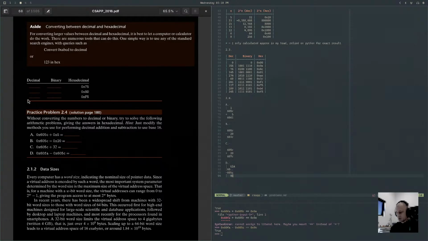Every computer has a word size indicating the normal size of pointer data. Okay, we got plenty of pages to read here and code to read. And then we got some practice problems at page 82, and then some more in 91, some more 94. Oh, we're not even at integer representations here. There's so much content here.